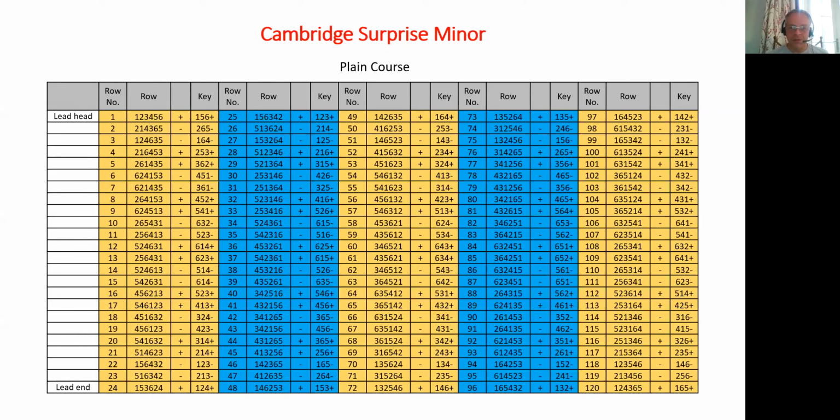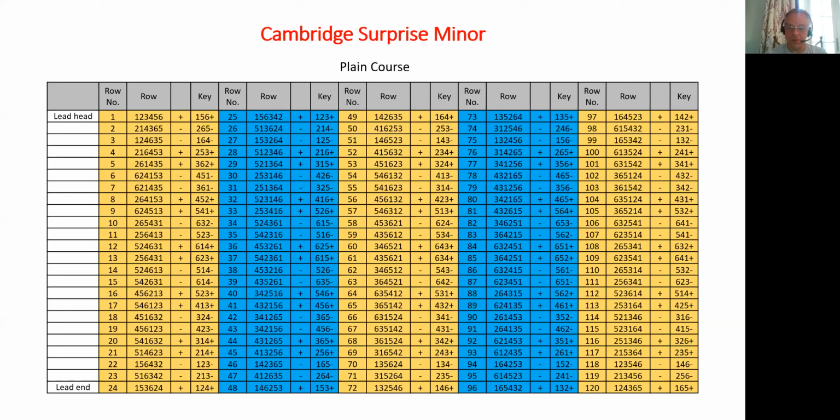So we're going to have a look at the plain course here of Cambridge Surprise Minor. Again, we've got all the rows written down here, and against each one the nature of the row, whether it's positive or negative. And the same as with Bob Minor, we've assigned a key to each row based on the position of the treble, the 5th, the 6th, and the nature of the row. So for rounds, that gives us our key of 1, 5, 6 plus, and that same key is applied to every row. As with the plain course of Bob Minor, in the plain course of Cambridge Minor, all those keys are unique, which is good news.